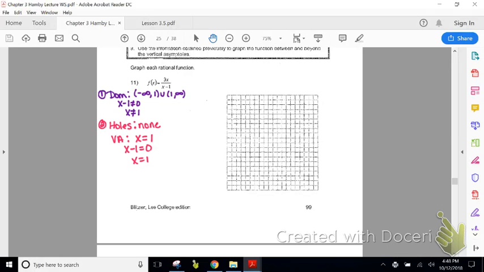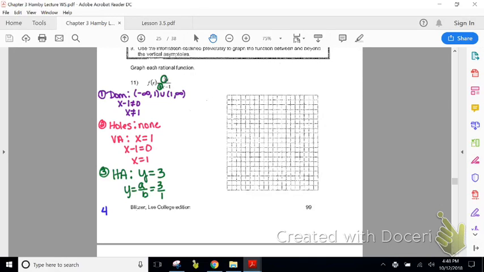Alright, number 3 tells me to find any horizontal asymptotes. I look at my function, and I notice that my largest exponent on the top is x to the first, and the largest one on the bottom is x to the first. So this is where we use y equals a over b. Remember, a and b are the coefficients. The coefficient of the top is 3, and the coefficient of the bottom is not written, so it's a 1. So it's 3 over 1, and my horizontal asymptote is at y equals 3.